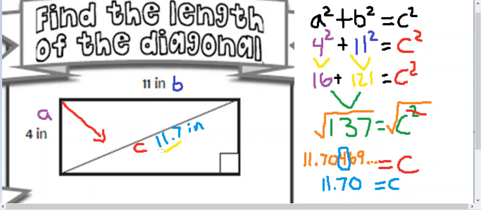11.7 inches. Remember, c has to be my longest side, so I got to look at my other two. 11.7 is bigger than 11. 11.7 is bigger than 4. So it's the longest side, so I probably did a good job.